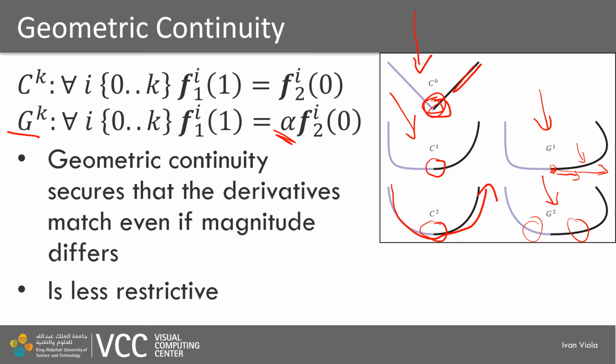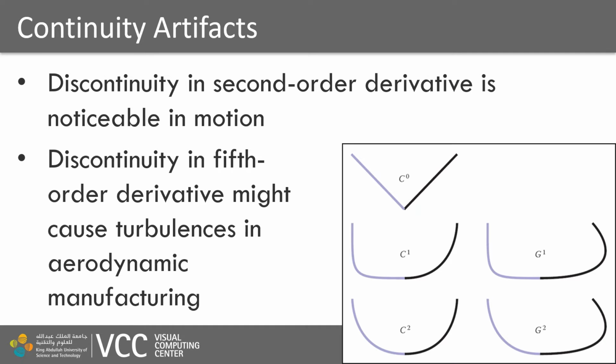So it is only that the derivatives match in the G geometric continuity, but the magnitude differs, and it is less restrictive. However, in the following parts of our lecture, we will be mostly focusing on the C type of continuity. So as I mentioned, the C2 continuity would be great for, example, camera motion, because the discontinuity in the second order derivative would be more noticeable in motion.